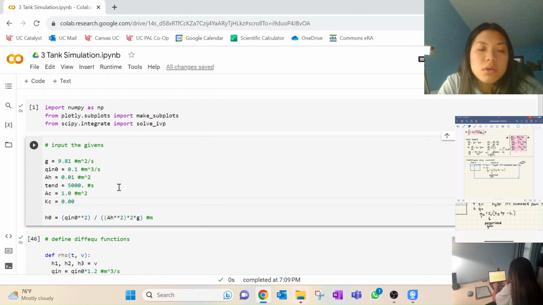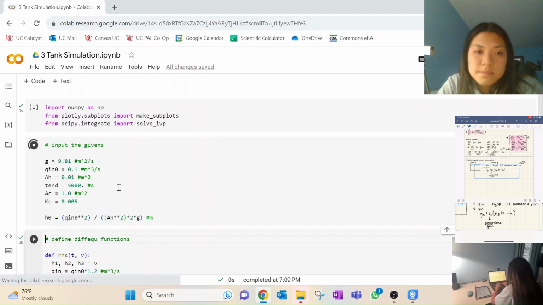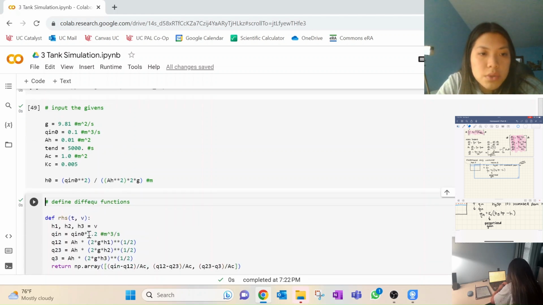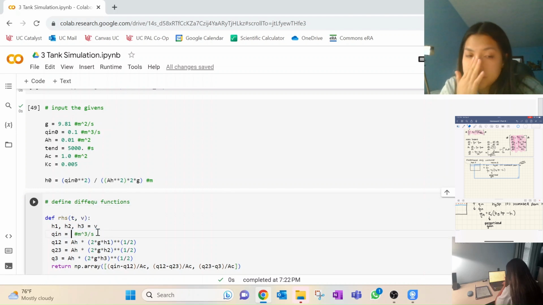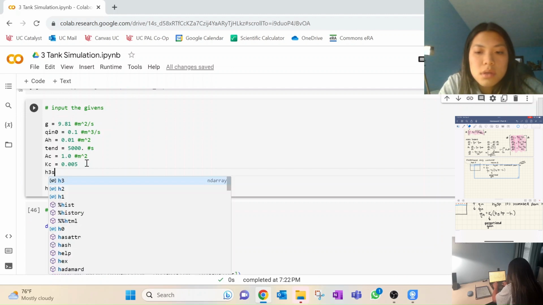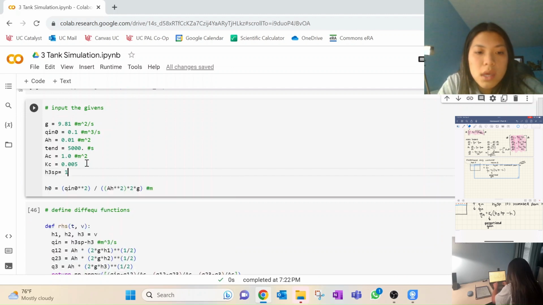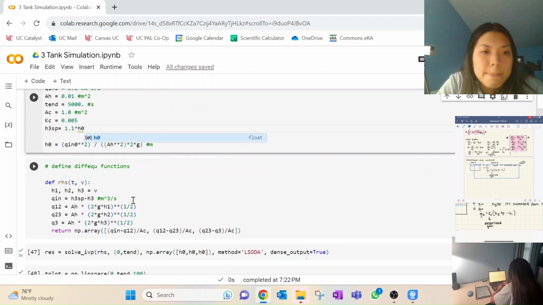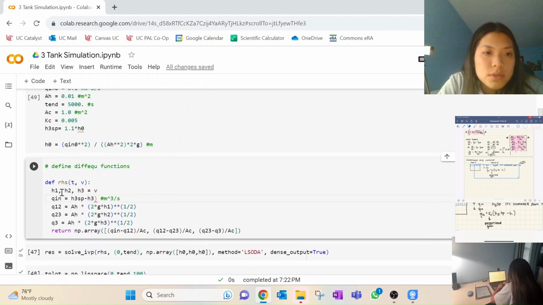We'll do 0.005. And we need to change this Qn because now it's not dependent on the increase, but it's dependent on the set point. So actually we do need to also say the set point. That's going to be a 10% increase of the initial height. And then we're going to multiply this by Kc.